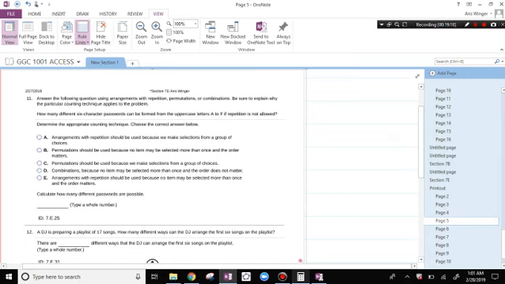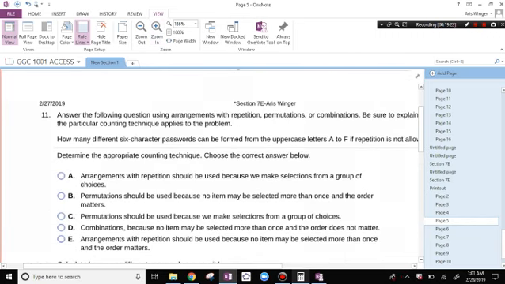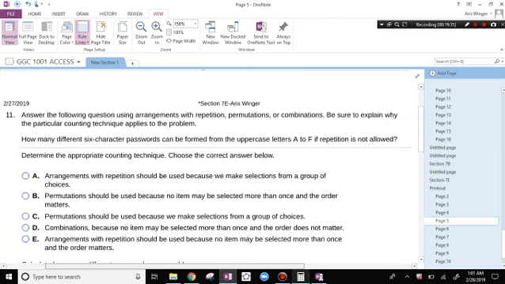Answer the following question using arrangements with repetition, permutations, or combinations. Be sure to explain why the particular counting technique applies to the problem. How many 6-character passwords can be formed from the uppercase letters A through F if repetition is not allowed? All right, I'm not allowed to repeat. A through F, A, B, C, D, E, and F. Good, that's 6.